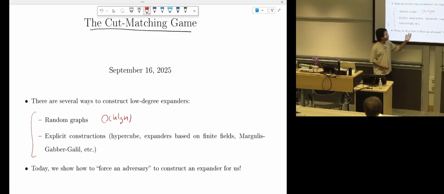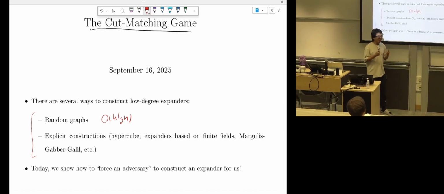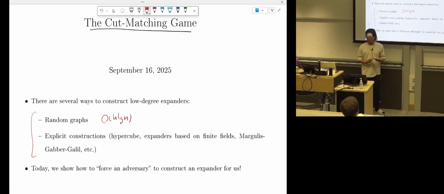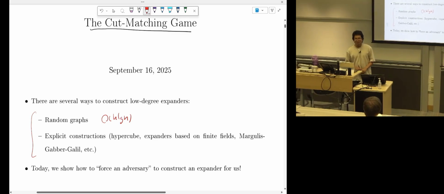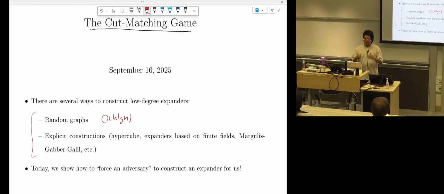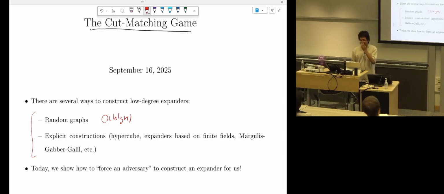It's a way to build an expander under an adversarial environment. There is an adversary that will try to construct the graph, and you force this adversary to build an expander for you. So that's what the cut matching game is. From the first glance, it's not so clear yet why it's useful for fast algorithms. We'll learn this maybe in the next class or next week.